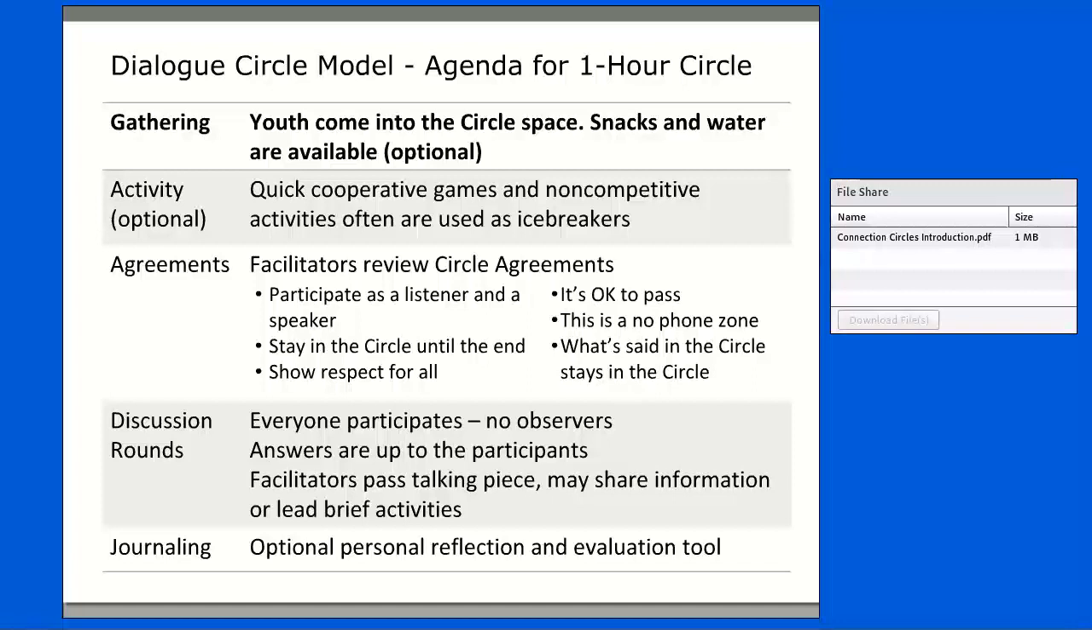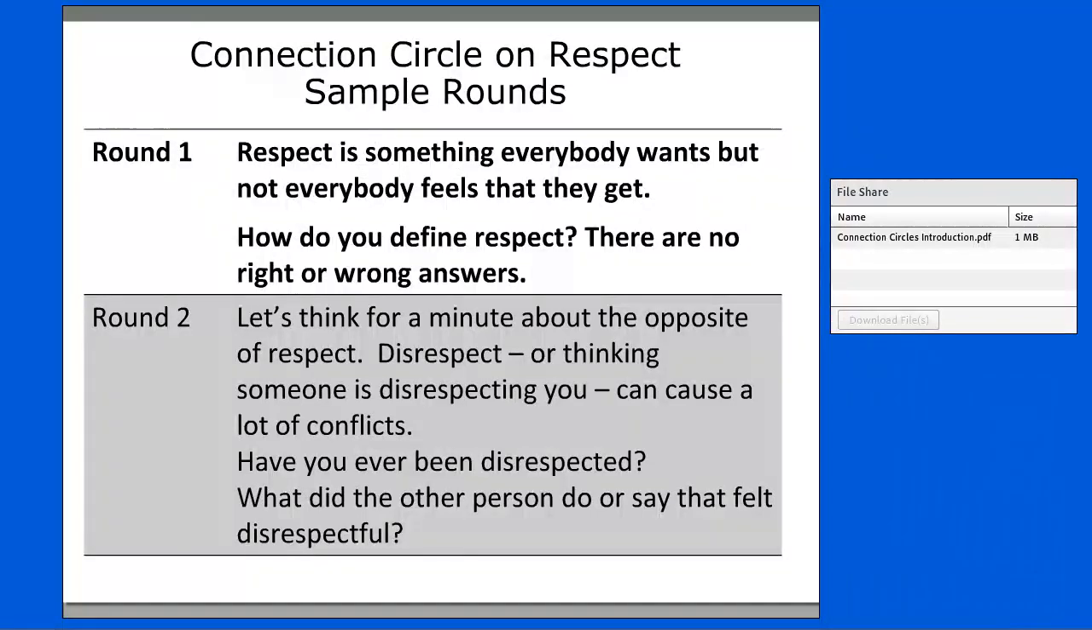Once the circle discussion is over, and typically it lasts about 30 to 40 minutes, then youth are offered an opportunity to do journaling, and journal pages are made available to them if they would like. So here is a sample script just to give you a sense of what goes on within the dialogue circle portion of the session.